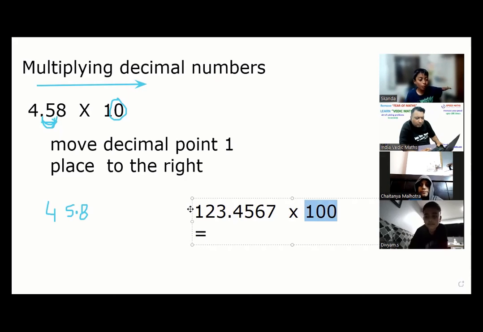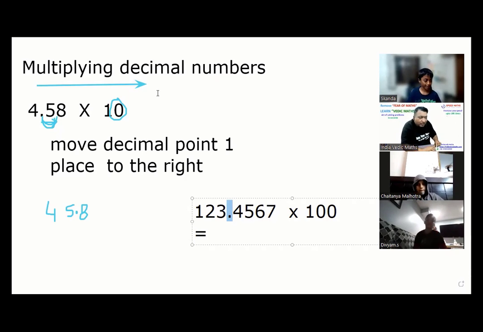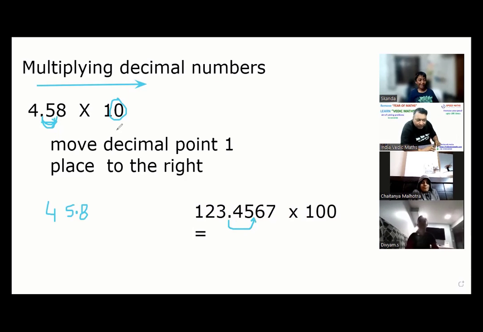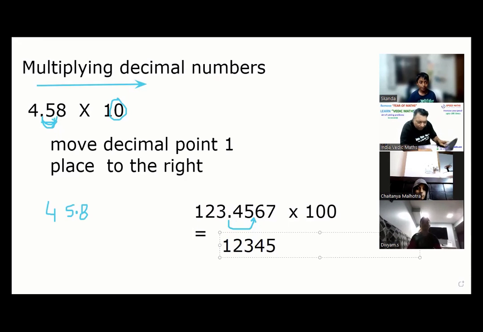The method is moving the decimal point to the right, sir. How many places? Two, sir. In 100 there are 2 zeros, so we should move it 2 places to the right. We'll get 12,345.67, correct? Because this decimal point will move right 2 places. That is what I want to know from all of you. The answer becomes 12345.67. That's it. So easy.